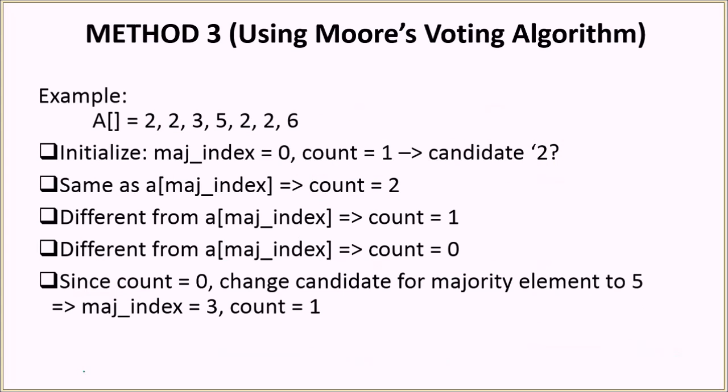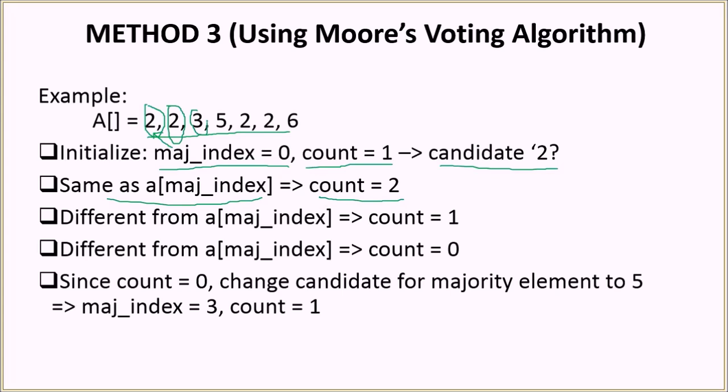Okay, so let's understand Moore's voting algorithm with an example. Suppose we are given this array. For this element 2 here, we initialize the majority index as 0. So this majority index will be pointing to 2 here, and we initialize the count as 1. Now we are checking if 2 is the candidate. Then we come here. Yes, this is the same element as the element at majority index. So the count becomes 2.